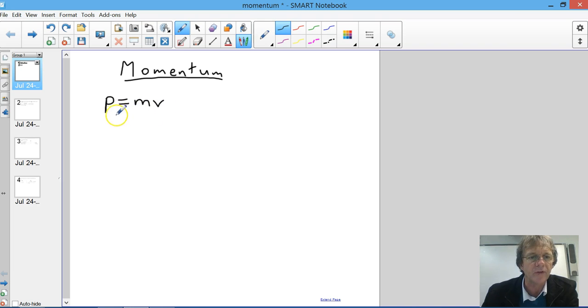So momentum is given by the symbol P, and it's measured in kilogram meters per second, because the mass on the other side is in kilograms, and the speed is in meters per second. So it's always going to be those units there, and it's just mass times velocity. So just bear that in mind there, mass times velocity.